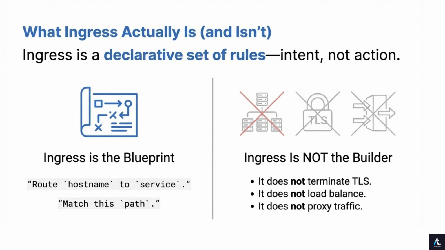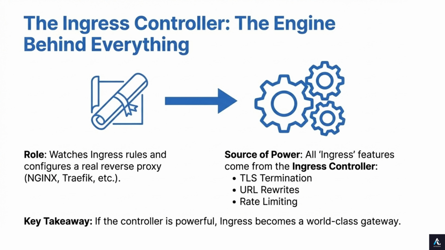Everything else happens because of something far more important working behind the scenes. So to understand how these rules actually come to life, we need to meet the component that does the real work, the Ingress controller. If Ingress is the blueprint, then the Ingress controller is the builder that turns that blueprint into reality. It watches the Ingress rules you define and uses them to configure a real reverse proxy, whether that's nginx, Traefik, HAProxy, Envoy, or a cloud-native controller provided by your platform.